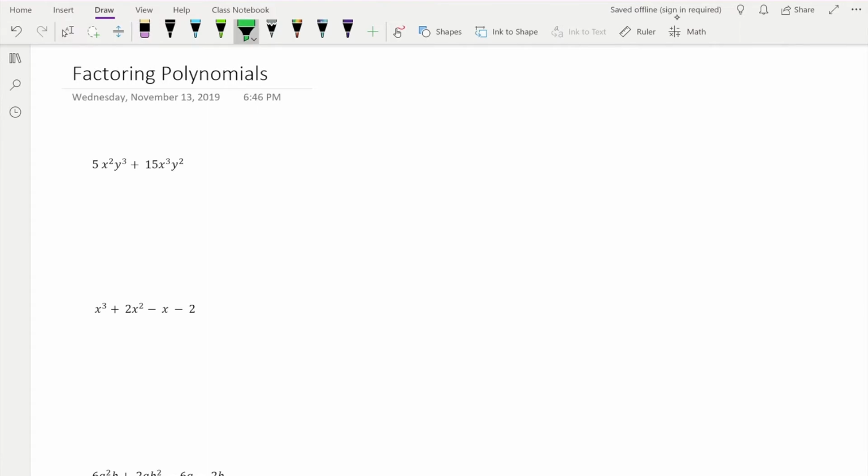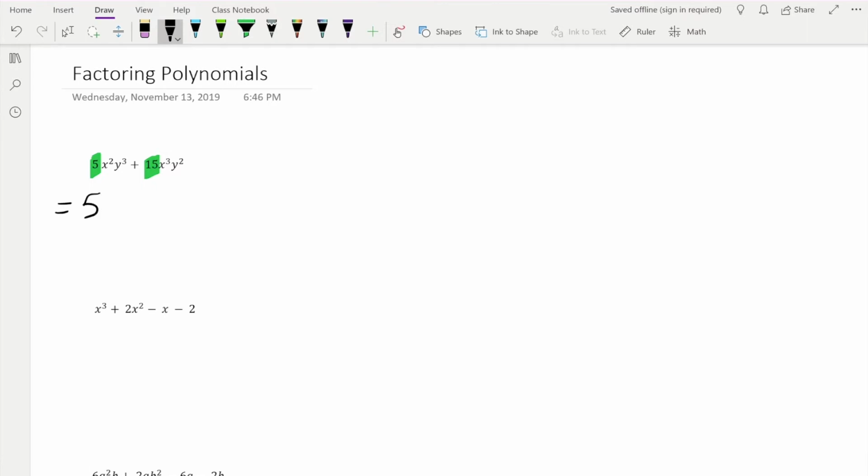Remember, we can first look at our number and see if there's a common factor or number we can take out of both of these. So I know that 5 goes into 15 3 times, and 5 goes into 5 once. So we can take out a factor of 5.